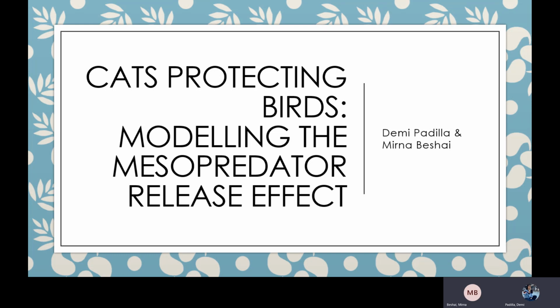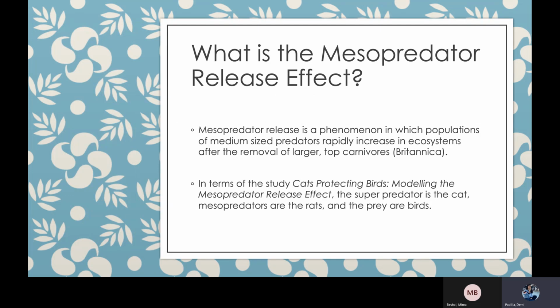And this is our project, Cats Protecting Birds: Modeling the Mesopredator Release Effects. The mesopredator release effect is a phenomenon in which the population of medium-sized predators rapidly increases in ecosystems after removal of larger top carnivores. In terms of the study Cats Protecting Birds, the superpredator will be the cat, the mesopredators are rats, and the prey are the birds.